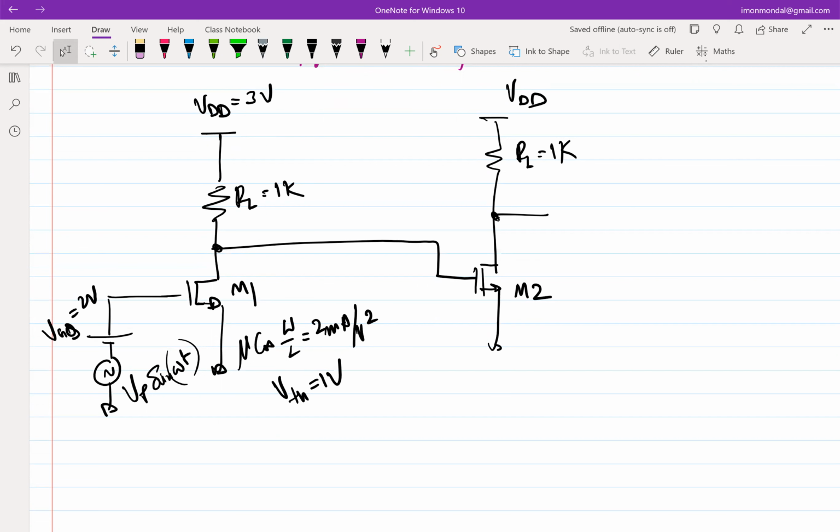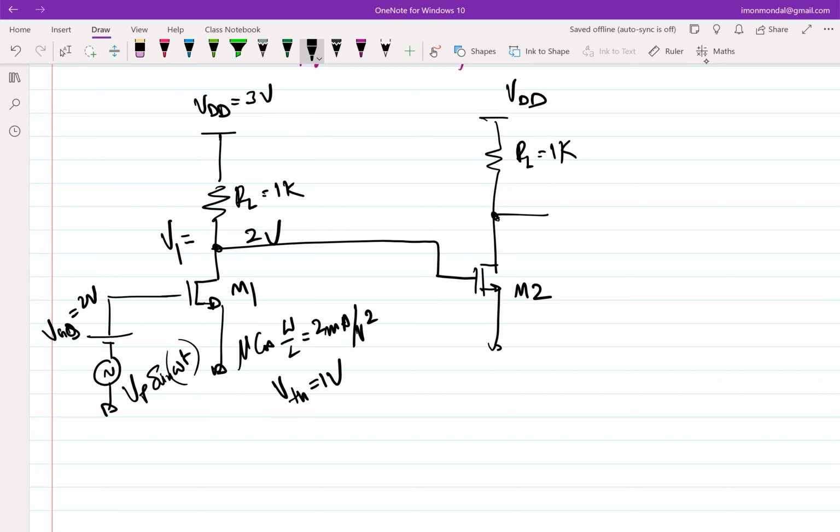What will be V1? What is the current? Current is 1 milliamp, right? And you have a drop of 1 volt across RL, because 1 milliamp times 1 k is 1 volt. So V1 is 2 volt. So this is 2 volt.